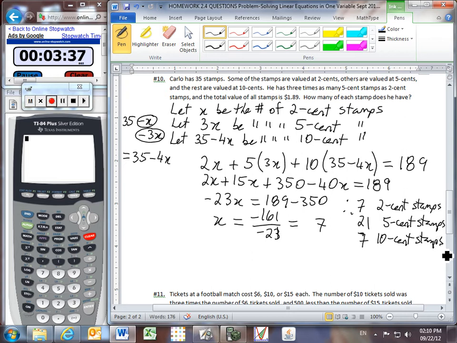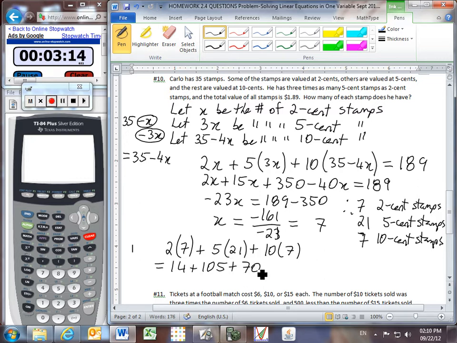And if I do a quick check of my work, I'll substitute these values into the original. So if I've got 2-cent stamps and 7 of them, and I've got 5-cent stamps, 21 of them, and I've got 10-cent stamps, 7 of them, let's just see what we get. 14 plus 105 plus 70 equals 189. It's exactly what I expected, so yes, this validates my answer here.